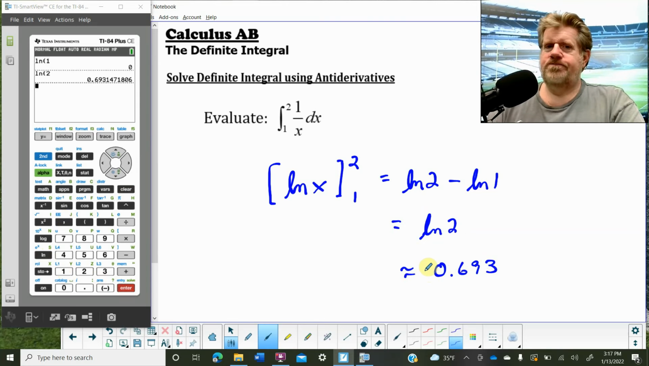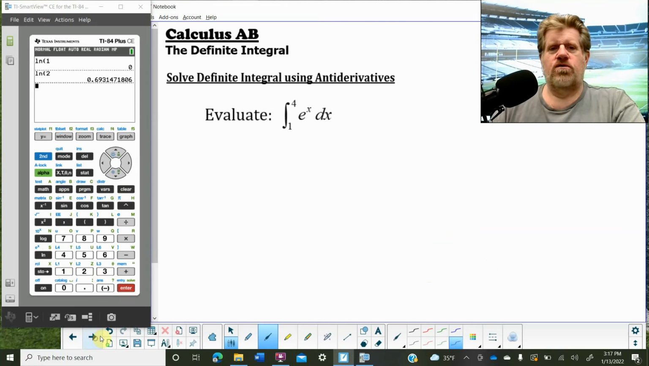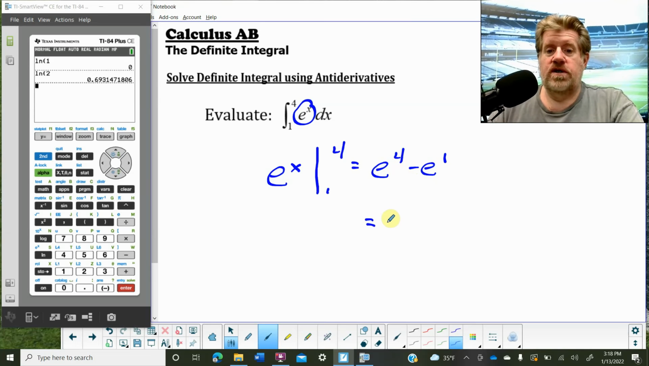That's how we do them. We'll just do a couple more examples. What's the antiderivative of e to the x? E to the x. Evaluate it from 1 to 4. Plug in the 4, subtract, plug in the 1. Pretty simple. That's all we can do.